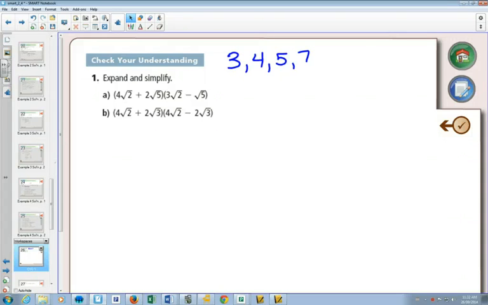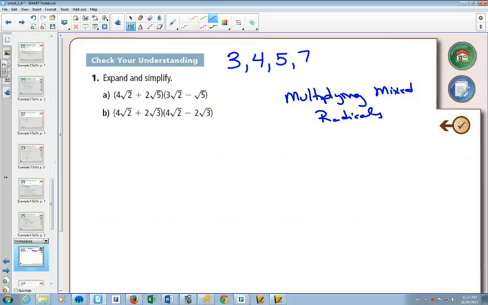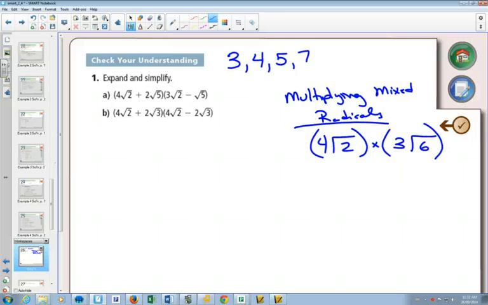A couple of things first before we go into multiplying these completely. Just some things for multiplying mixed radicals. What happens when you have something like a 4 root 2 and you multiply that by 3 root 6? What you're always going to do is multiply the numbers in front and then multiply the radicals.